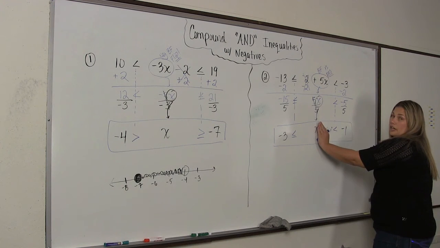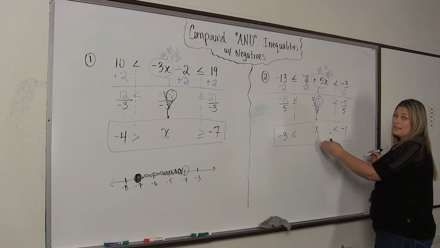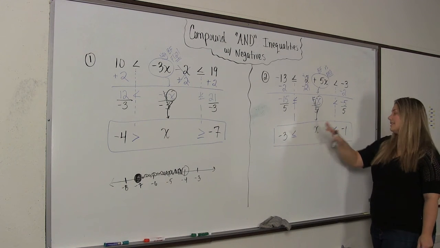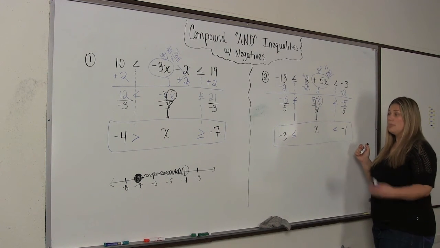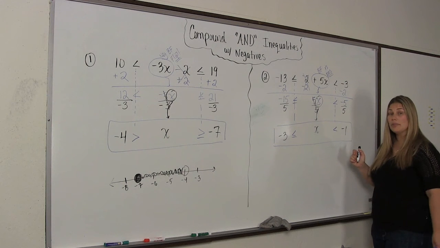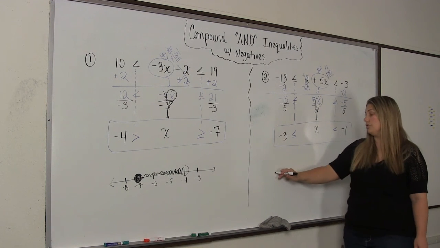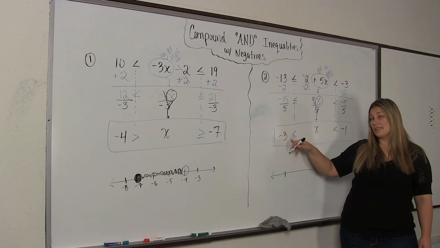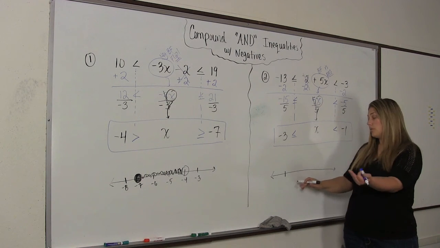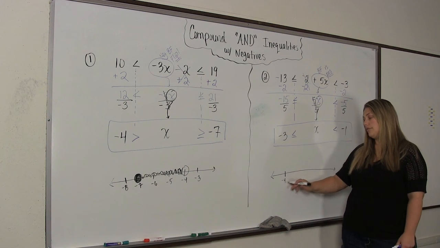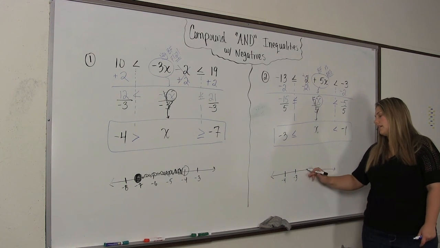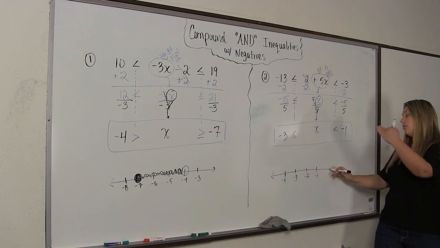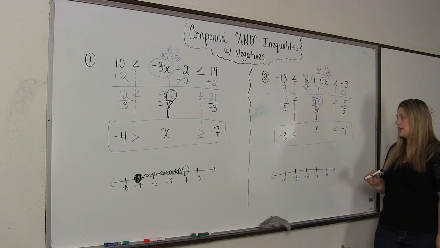Remember, if I were to cover up what's in the center, it still has to be true. So negative 3 is less than negative 1. Because it's further to the left on the number line, that's actually true. So on my number line, I don't start with negative 3. Remember, we always want to include one number further, so I'm going to start with negative 4, then negative 3, negative 2, negative 1, and I want to go one number further, so I'm going to end at 0.